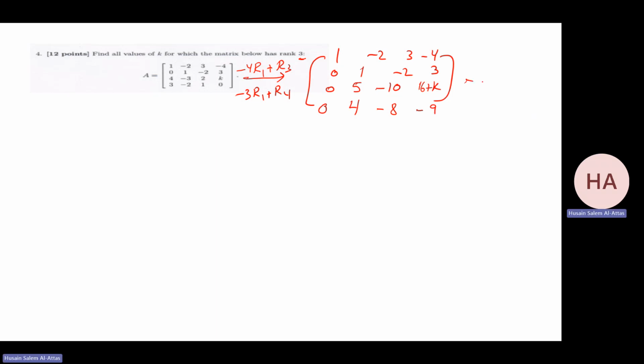Now what I will do, I multiply the second row by minus 5 and add it to the third, minus 5 R2 added to the fourth. Correct. I need to double check. Multiply by minus 4 and add. Minus 4, 8 minus 3, 5. Minus 12 plus 2, minus 10. 16 plus k, 16 plus k. By minus 3 and add, 6 minus 2, that is 4. Minus 9 plus 1, minus 8.